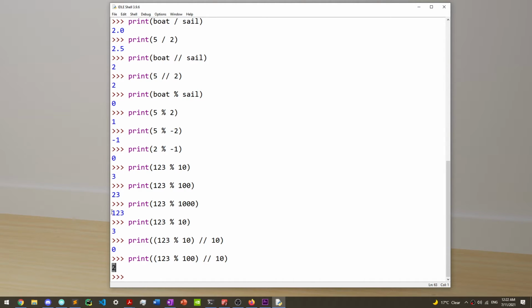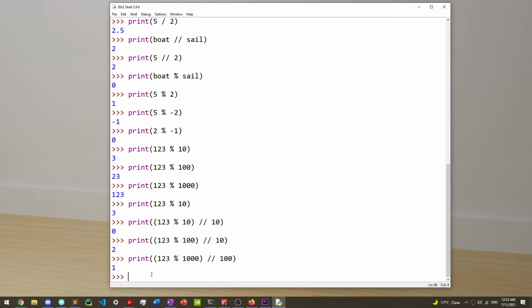Now, if we wanted to get the last digit here, or the first digit at the front, we mod it by 1000 this time, but divide it by 100 to extract the last 2 digits. So let's do that. And then divide it by 100. Great. So we get 1, 2, and then 3.